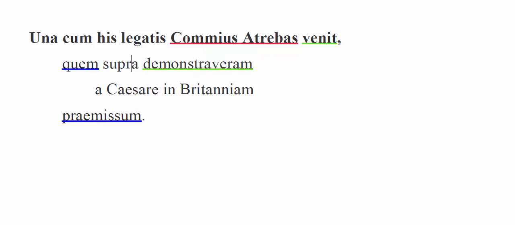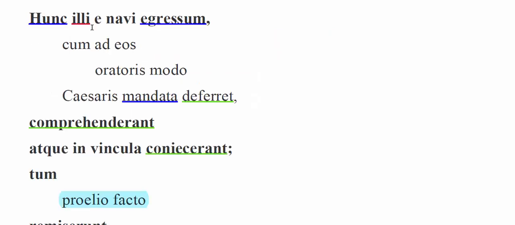And who was this guy? Well, by Caesar into Britain, he had been sent, praemissus. So he was the guy who had been sent ahead by Caesar to Britain. They brought him with them. Well, let's see what's up with him. The illi here is the barbarians, and the hunc is Commius. We have to keep that in mind. So this is back in time. This is previously, flashback.